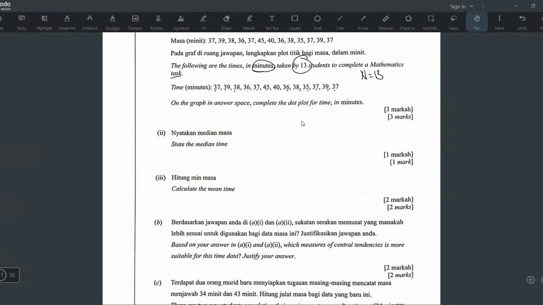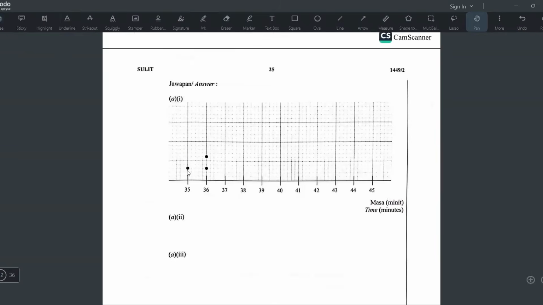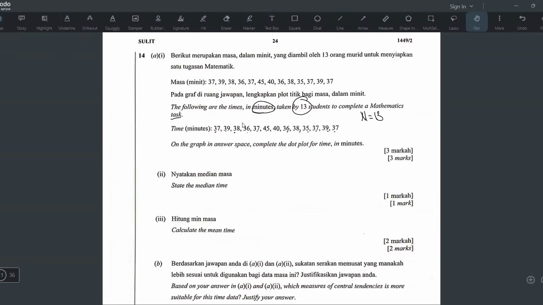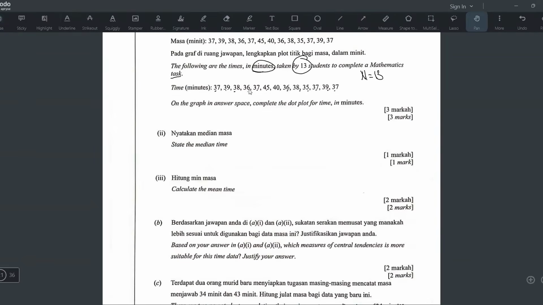Okay, this will take some time. So I can see they already plotted 3 dots, 35, 36, 36. Okay, so I'm just gonna cut that. Oh, it's not here already. Okay, then that means I have to do all this myself. There it is. 35, 36, 36. So that's finished already.